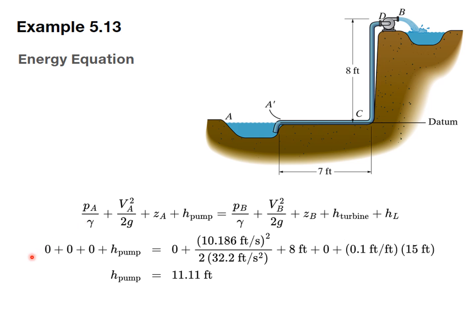Now on the left-hand side, the pressure is 0. The velocity again is 0 because it's right at the surface here. And H of pump, that's what we want to calculate. Z of A, we're at the reference level down here at the bottom, so that term's 0. So the only unknown is the head of the pump, which is 11.11 feet.